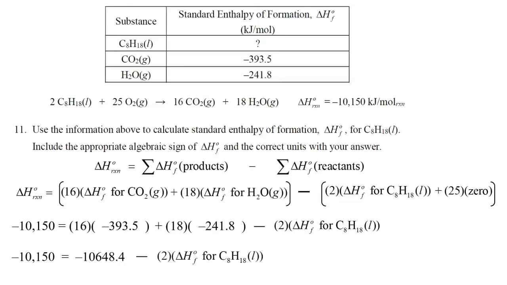So here's the math. Negative 10,150 is equal to 16 times negative 393.5, and then plus 18 times negative 241.8. So when I did that math on my calculator, I got negative 10,648.4. So now it just becomes an algebra problem where I can solve for the unknown quantity.